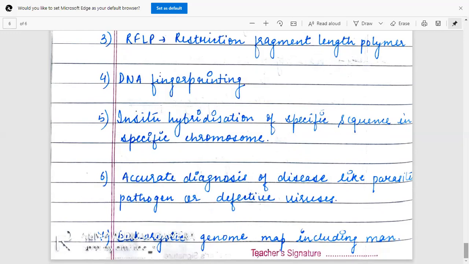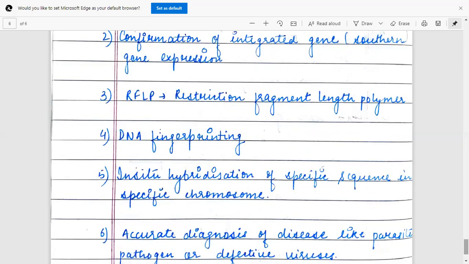Accurate diagnosis of diseases like parasites, pathogens, or defective viruses is also possible. The only thing is that the gene should be specific and the probe should be available. Also genome mapping, including in man, and detection of certain genes. Likewise, for real-time PCR in the current situation of COVID-19, the coronavirus gene is identified using the probe.